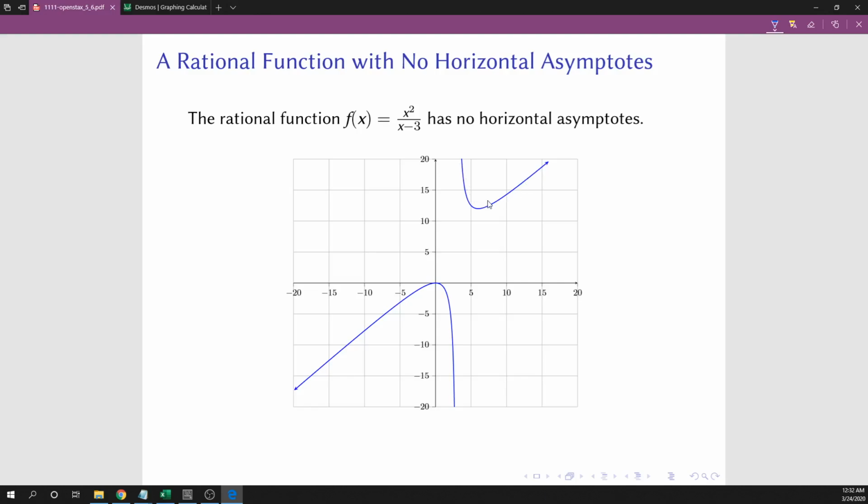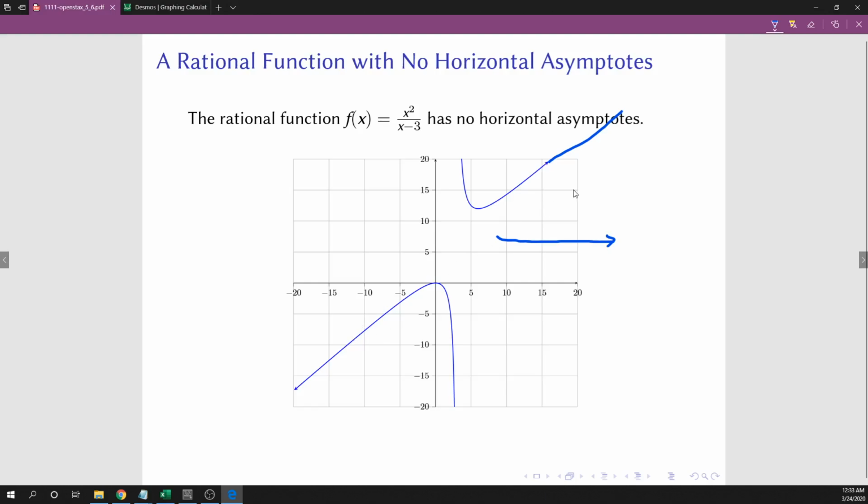Here, as we go really far off to the right, the graph just keeps going up and up like this, so the graph does not flatten out to look more and more like a horizontal line. Same thing here: as we go really far to the left, the graph just keeps going down, and this arrow indicates it keeps that same behavior. So the graph is not flattening out and getting closer and closer to a horizontal line. This is an example of a rational function with no horizontal asymptotes.